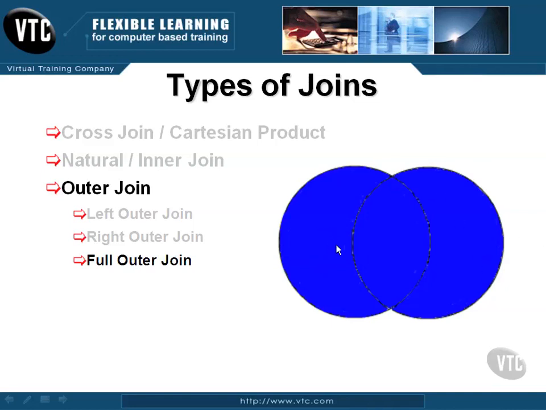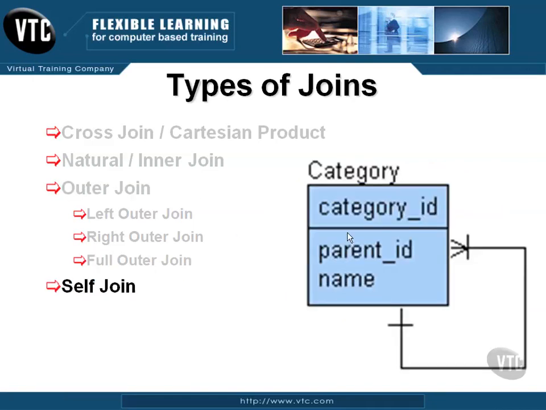Now your first instinct might be to call this a cross join. It's not, because a cross join would take everything in here and everything in here and everything in here and join it all together and get a lot more information. We'll demonstrate that later on.